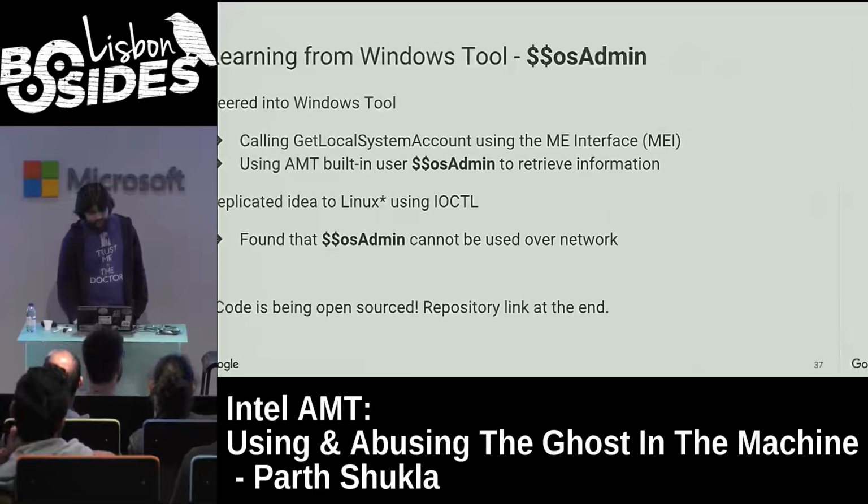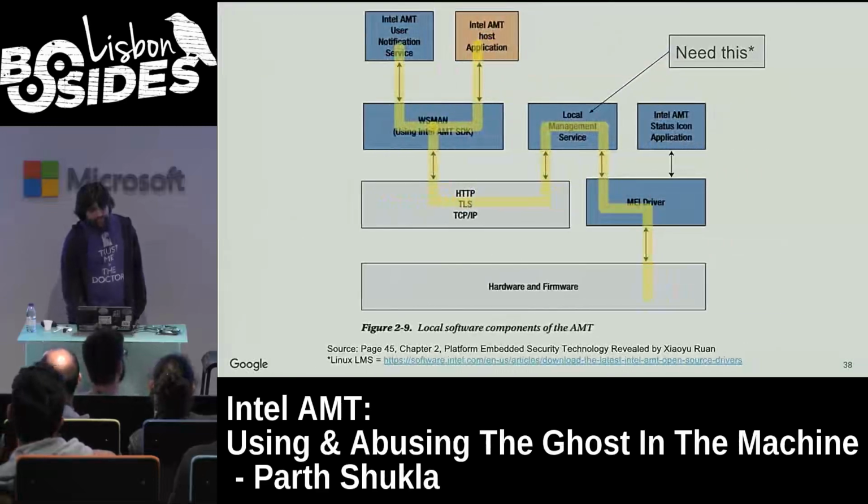So what next? I found out that what I needed was the local manageability service here. What it does is it exposes all the AMT network ports to localhost. And it's done via the ME interface through some other APIs.